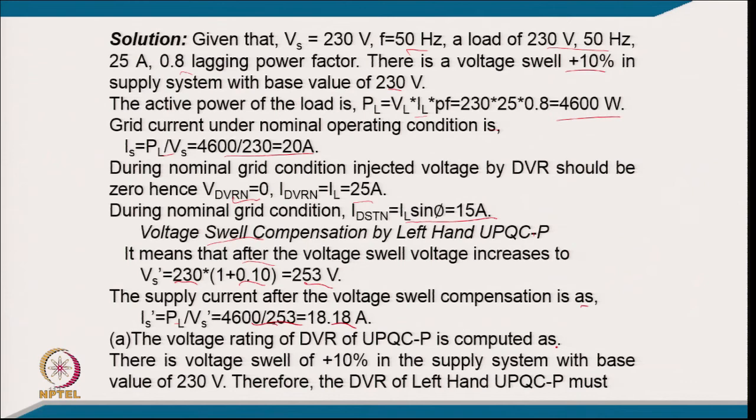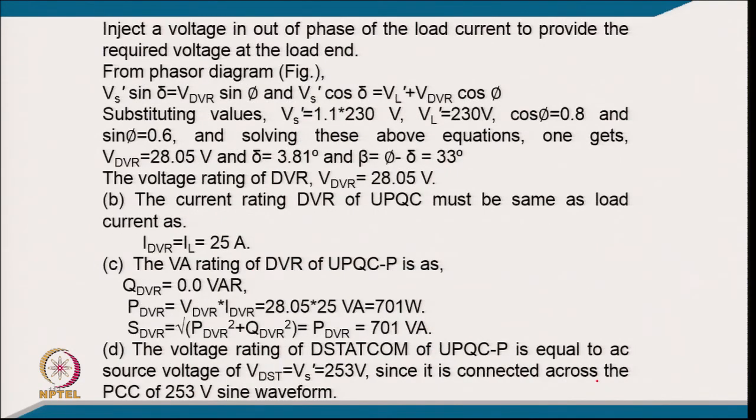So, the voltage rating of the DVR for UPQC is computed as follows. Since there is a voltage swell of 10% in the supply system with base voltage of 230 volt, the DVR of the left hand UPQC must inject the voltage out of phase of the load current to provide the required voltage at the load end. From the phasor diagram we can calculate that V sin delta equals V DVR into sin phi. Putting in the values, we can find that V DVR equals 28.05, and the angle beta comes to 33, I mean beta is phi minus delta, which we already calculated.